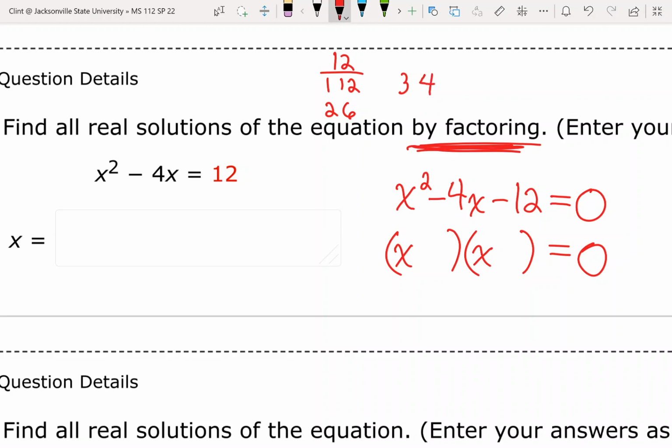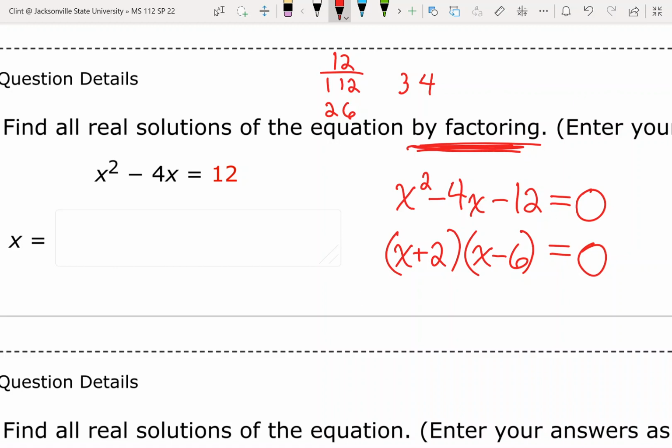We need one of them to be negative. Which ones work there? Yeah, we can do positive 2 and negative 6. And just make sure, and take your time if you're struggling finding those. List them out and make sure you get the right ones.